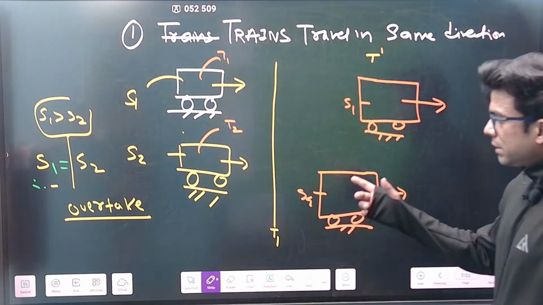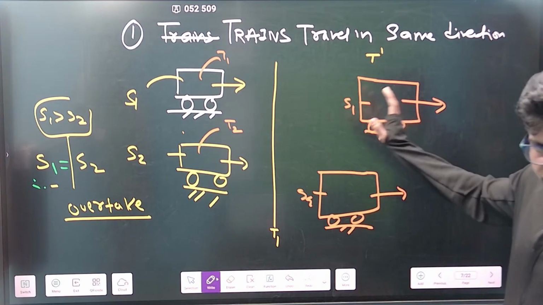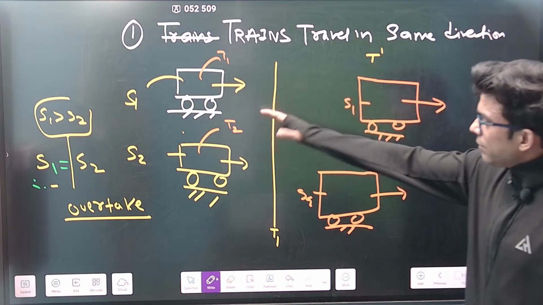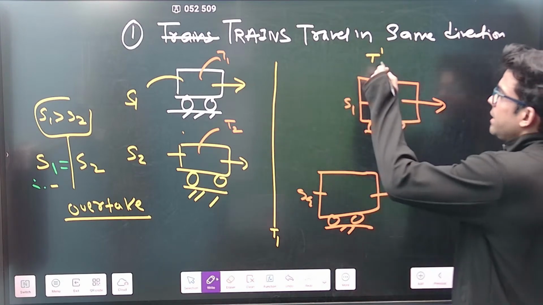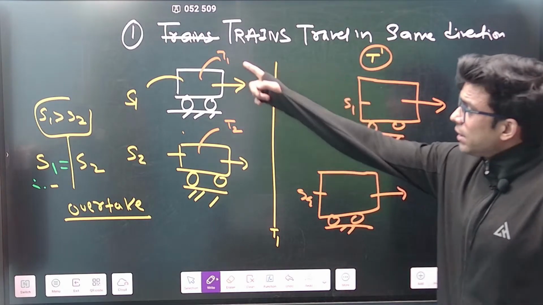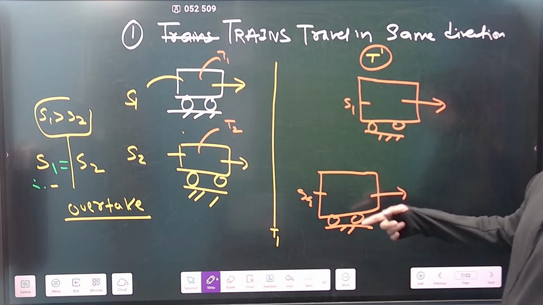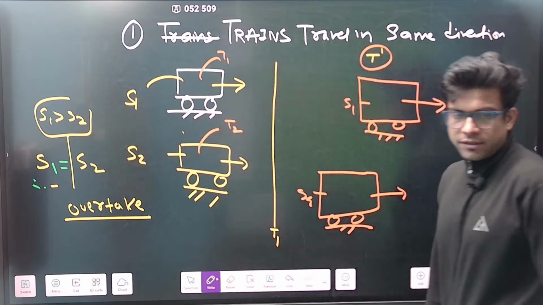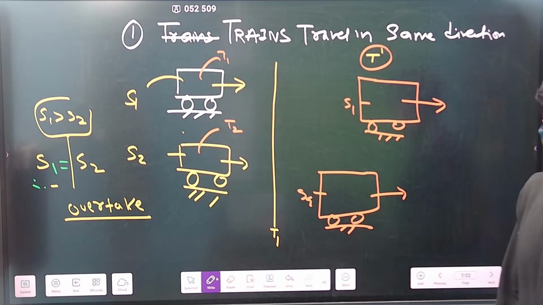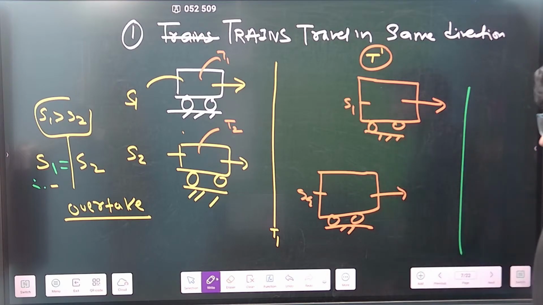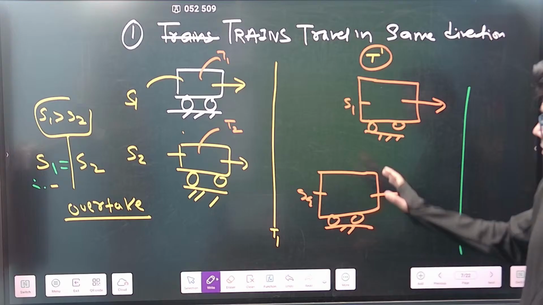So now you can assume two scenarios. Whenever the time T dash comes, this is the time T dash, guys, train T1 overtakes train T2. Why? Because the speed of train S1 is greater than the speed of train S2, isn't it? Everybody is getting the scenario. Come on, say. Why is this happening, guys?